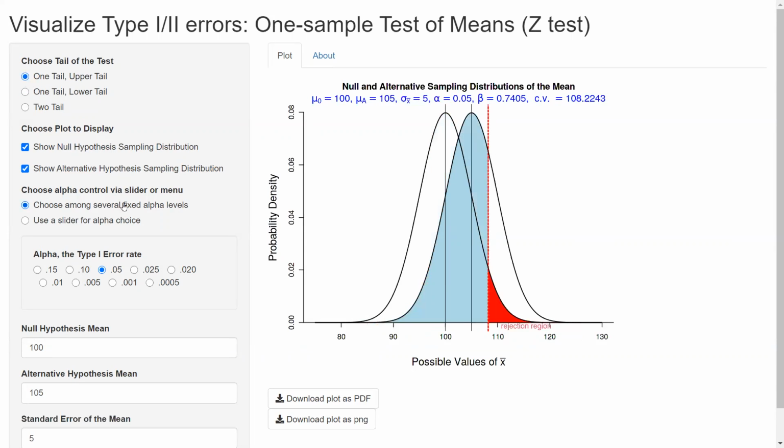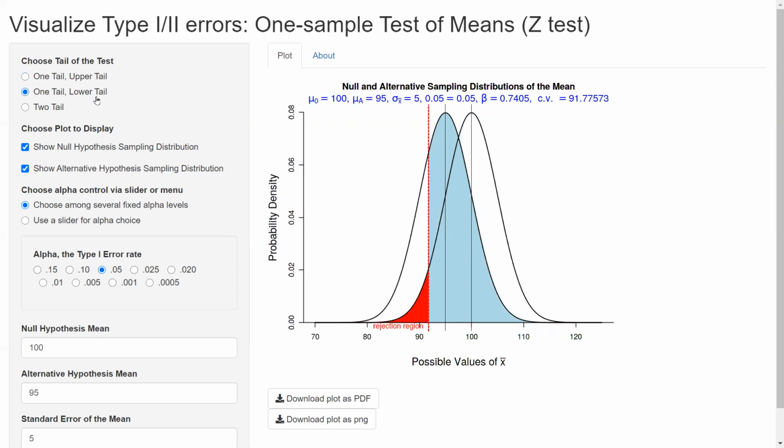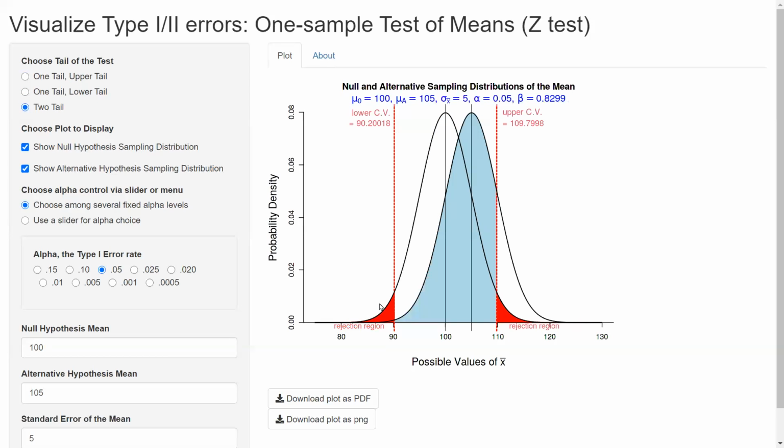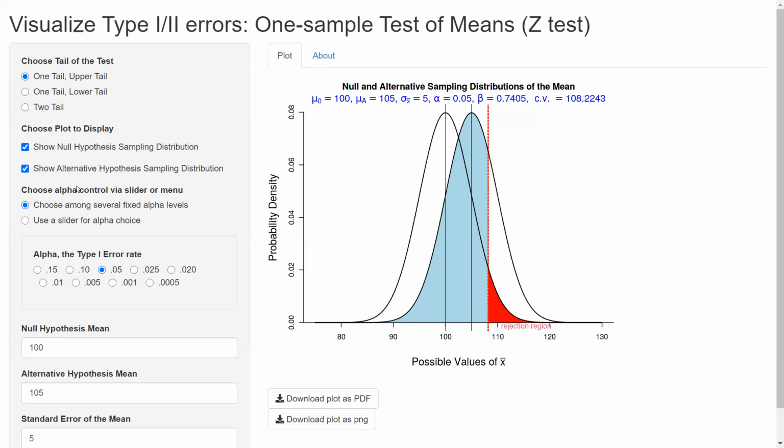See how when we're doing the one-tailed upper test, that red region, helpfully labeled the rejection region, is on the upper tail of this distribution on the left. When I choose lower tail, it shows the region of rejection on the lower tail. That should be very familiar from the standard normal distribution Shiny app and your understanding of tailed tests. Similarly, the two-tailed test has two regions of rejection, one on the lower tail and one on the upper tail. Let's go back to one-tailed upper for now.